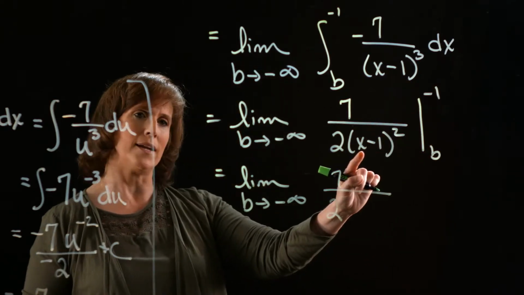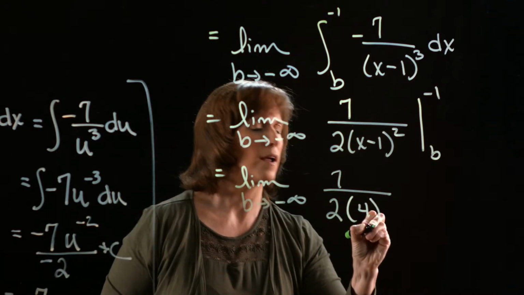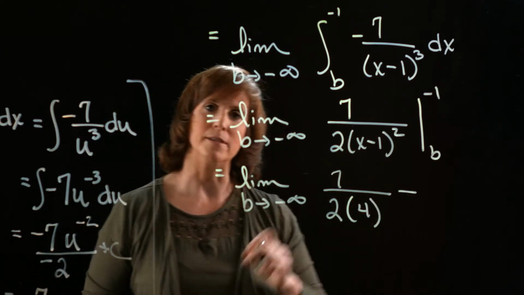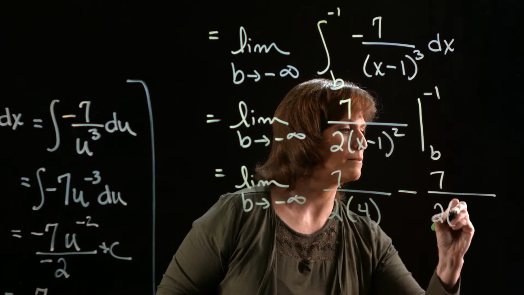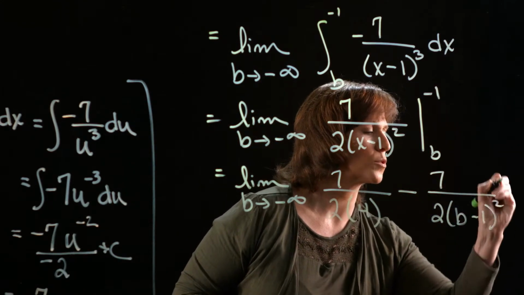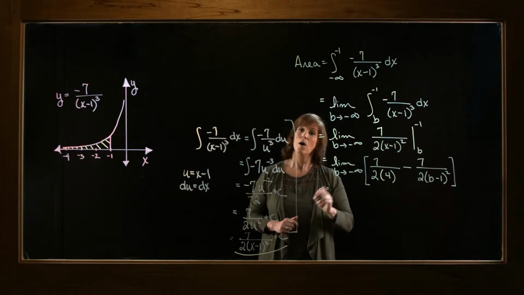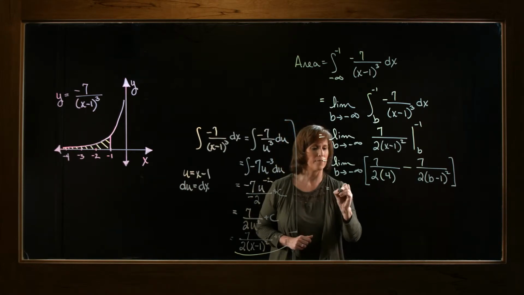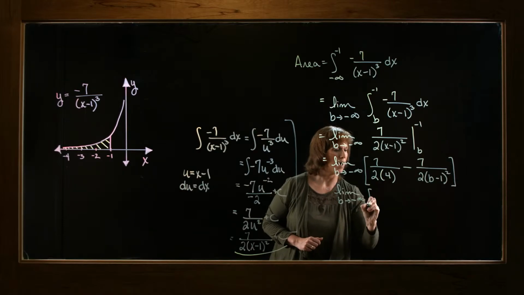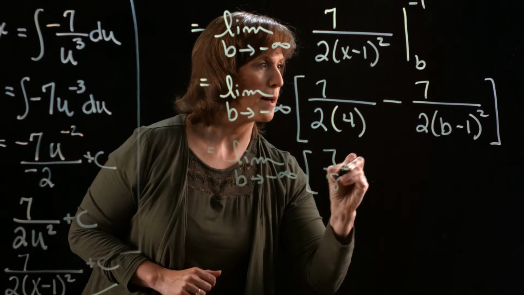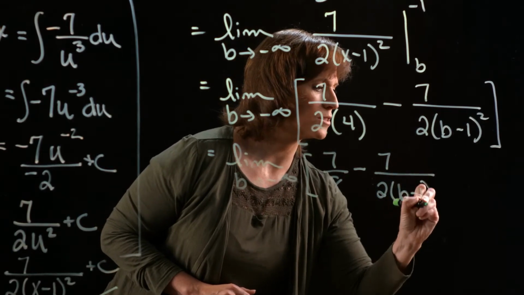Now when I plug a -1 in here, I'm going to have a -2 squared, which is 4. Then I'll subtract what happens when I plug the b in. So I'll have minus 7 all over 2 times the quantity b minus 1 squared. Okay, a little simplifying here, and I've got the limit as b approaches -infinity of 7/8 minus 7 divided by 2 times the quantity b minus 1 squared.